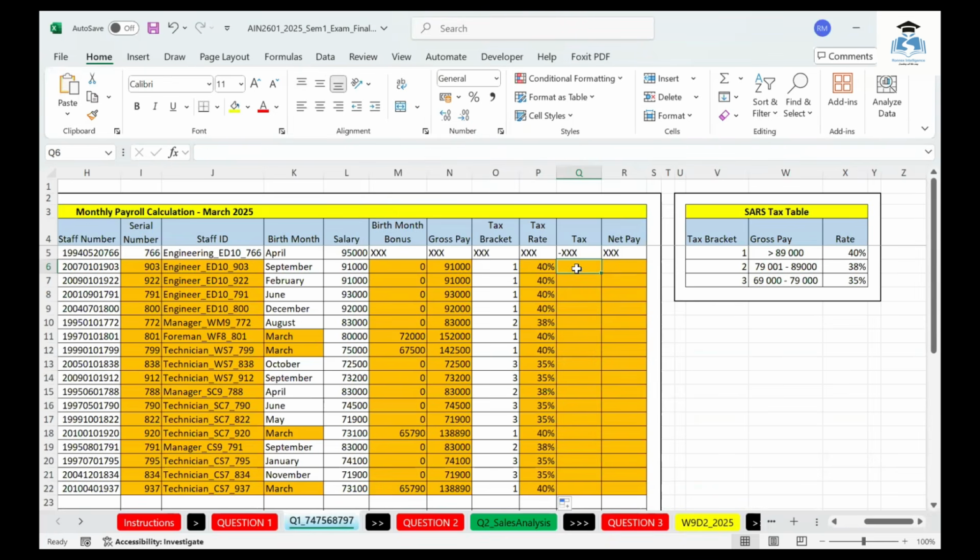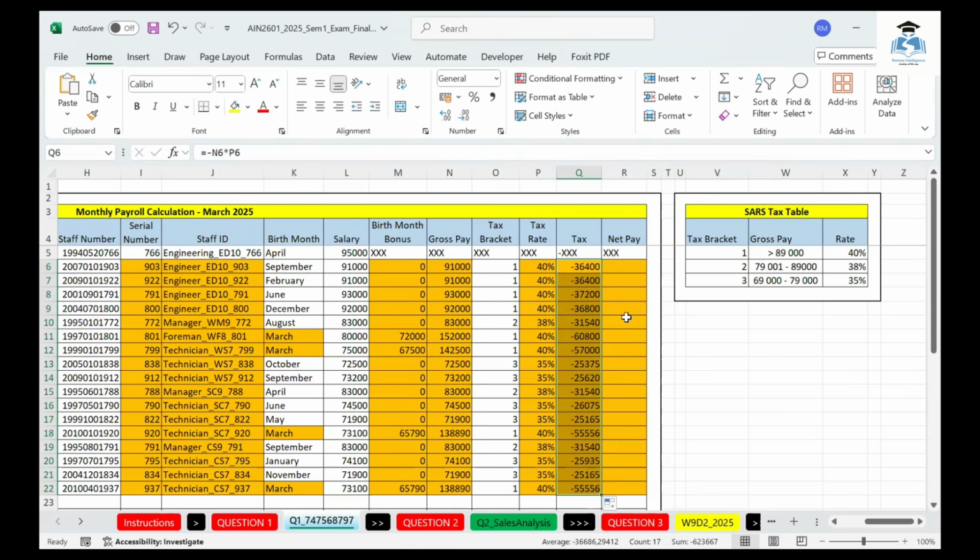So how then do we calculate this? Is equal to, you see here it's a negative, so it's going to say negative. Then you say N6 multiplied by P6, the 40%. Then we get that amount. Then we just drag.